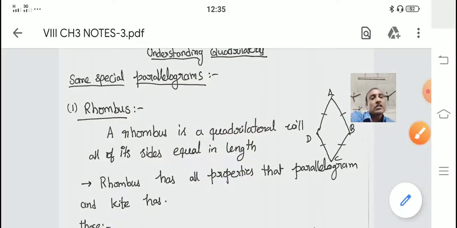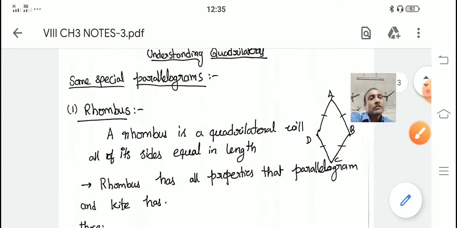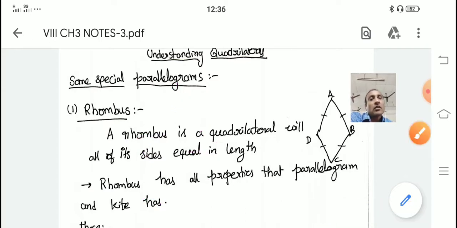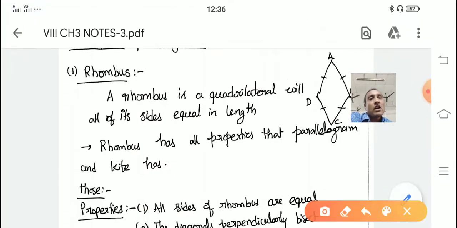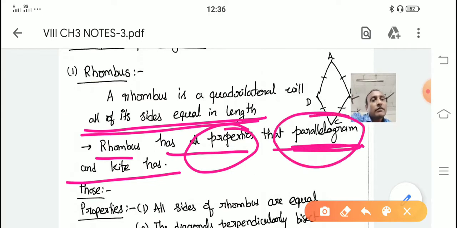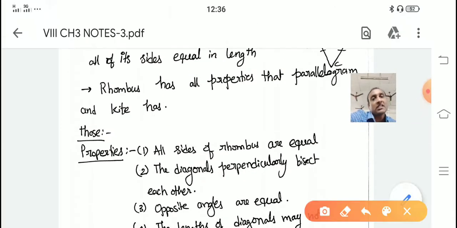Now, if you take a parallelogram, what is a parallelogram? You only say that opposite sides are equal. And if you take a kite, what is a kite? In the kite, you say that 2 pairs of adjacent sides are equal, like this. So, a rhombus is a parallelogram in which all sides are equal in length. Now, this rhombus has all the properties that a parallelogram and a kite have. That means the properties we discussed for parallelogram and kite will be applicable for the rhombus also. Some of the properties I can mention here.